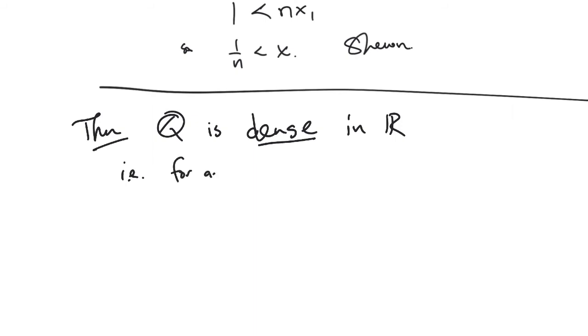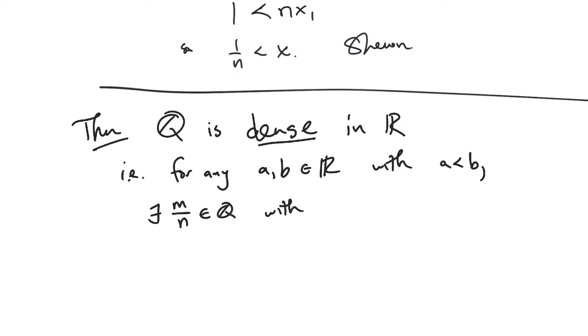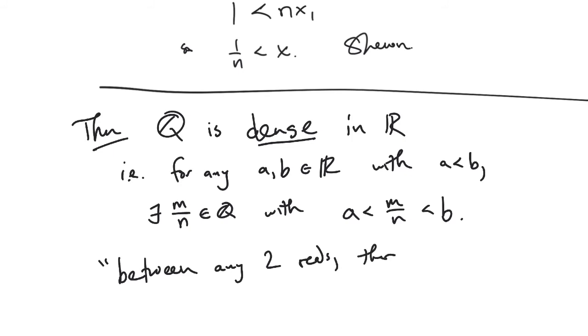What this word dense means, at least the way that I'm using it here, is: for any a and b real numbers with a less than b, there exists a fraction m over n in Q with a less than m over n less than b. So the slogan form of this is, between any two reals, there is a rational. Actually, between any two reals, there are infinitely many rationals, but what we're saying in this theorem is just that between any two real numbers, there's always a rational number in between. All right?